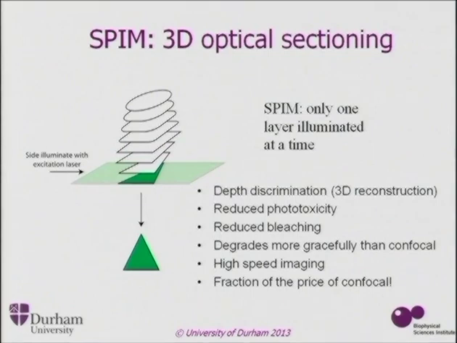For the plane that I'm illuminating, I'm using all the light from that area, and other areas are not getting any light, so there's reduced photo bleaching. And you can actually do this at very, very high speeds, because it's just however long it takes you to take a picture. You don't have to scan a beam around.